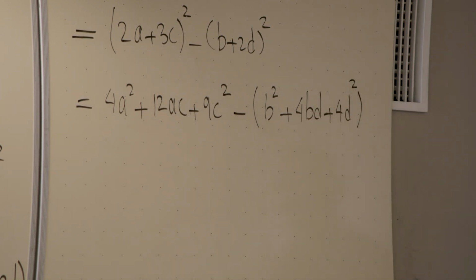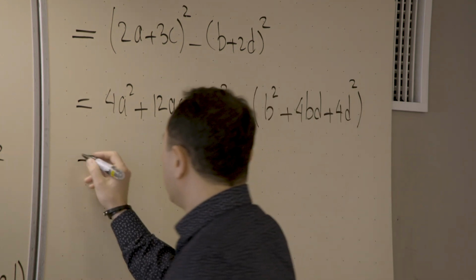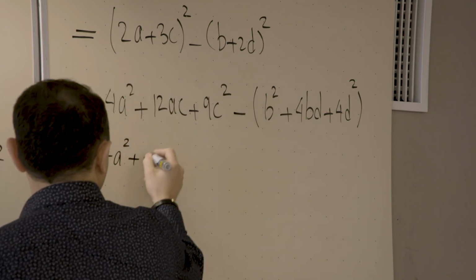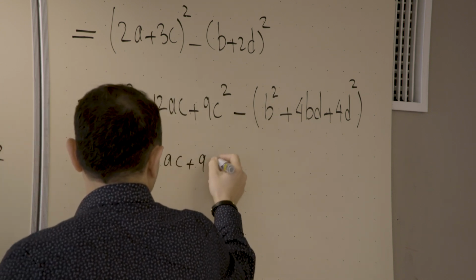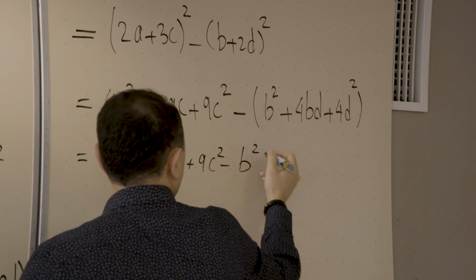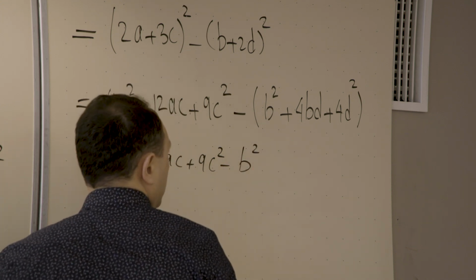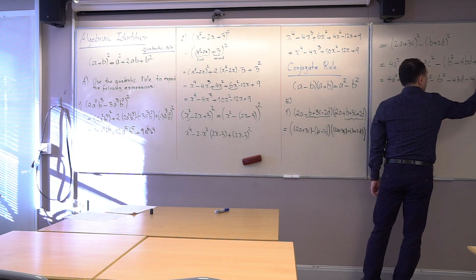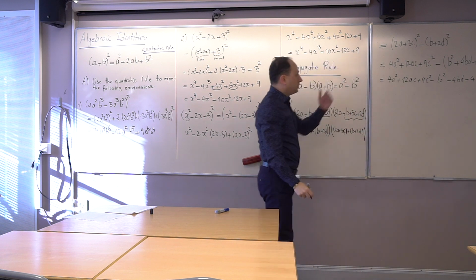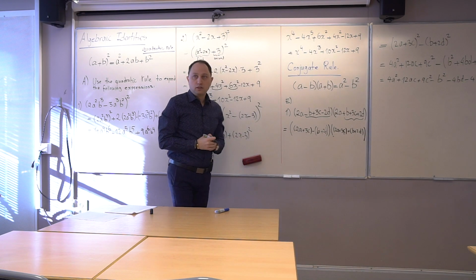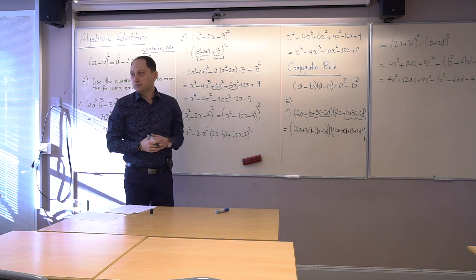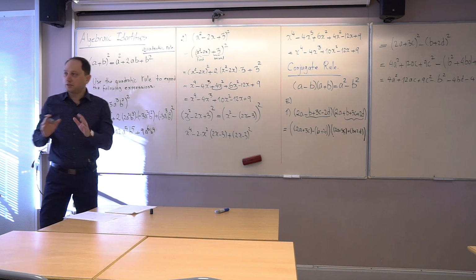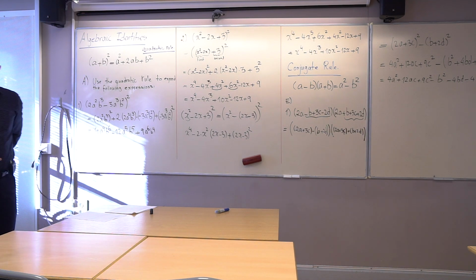Is it finished? Still not, because still I have brackets left, so I have to remove that last bracket. So what happens? It's 4a squared plus 12ac plus 9c squared minus b squared. What should I write here? Minus, that's very important, minus bd and minus 4d squared. Can I simplify more? No. I don't see any similar terms involved. Yeah, so that's the end of the problem. Is that clear? Okay, so that was a very quick review of what we have done in the previous session.